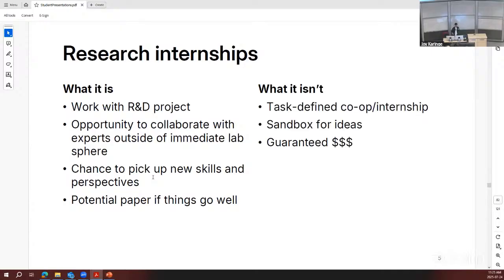Of course, what they aren't: research internships are structured a little differently from your traditional co-op or internship. If you've done that during, say, your undergrad, you're not really working off of tasks or tickets. You're not really focused on, say, a Jira board where you're trying to clear the backlog. But it's also not completely free. It's not a free-ranging sandbox for ideas. You do have a project. You do have to stick to that project. And lastly, it's not guaranteed extra money. Oftentimes, the stipend that you get for your research internship is just part of an existing funding reward.